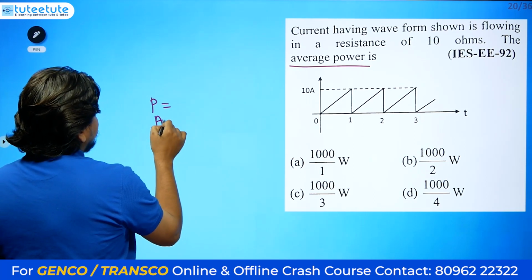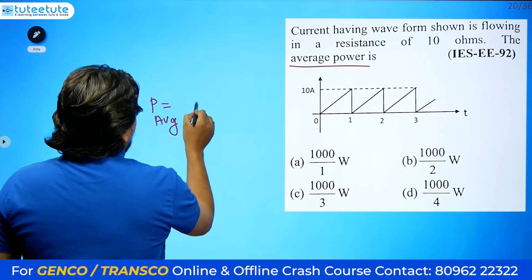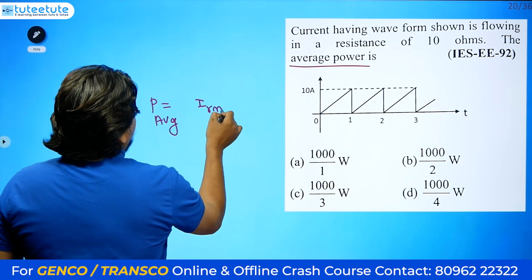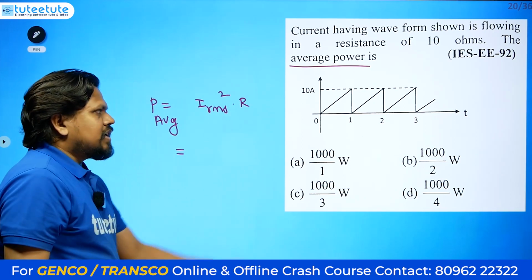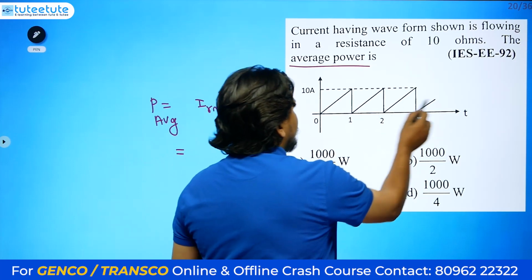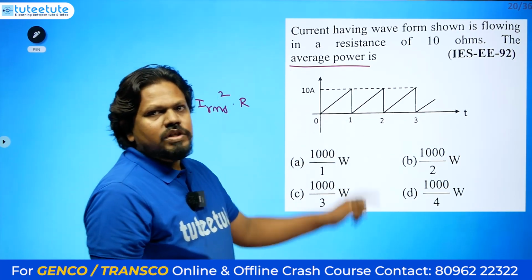Okay, so power is always average only, so that we can give it as the current waveform they have given: I RMS square into R. Like this we have to calculate. Okay, so what is the RMS value of this one? This is a triangular waveform or sawtooth waveform.